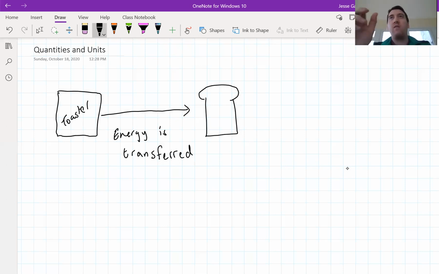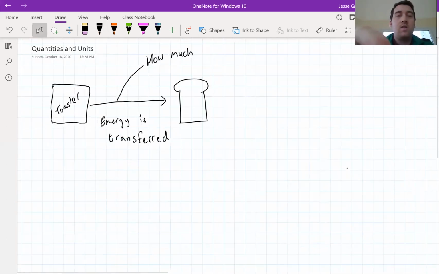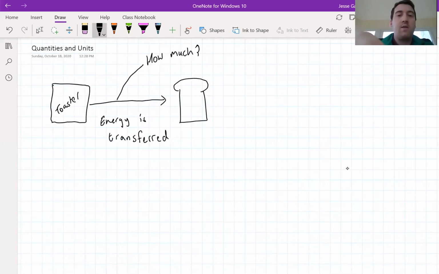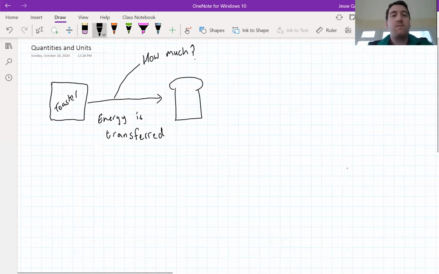All toasters have that little wheel on the side that you can change the settings on to make anything from lightly brown toast to very dark brown toast. And again, this is all about needing to know exactly how much energy is getting transferred. Then they'll build a better toaster. Now, if they want to know how much energy is transferred, the question is, how much energy? Well, to figure that out, they need to think about how energy is measured.